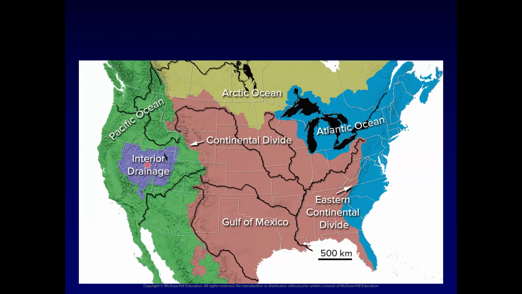This interior drainage area doesn't drain to the sea because it's disrupted by the Basin and Range area in Nevada and Utah. Okay, so this area does go to the Pacific Ocean, in green. Up here, we'll drain to the Arctic Ocean. So that's another way of thinking about the lower 48 and parts of Canada and Mexico.